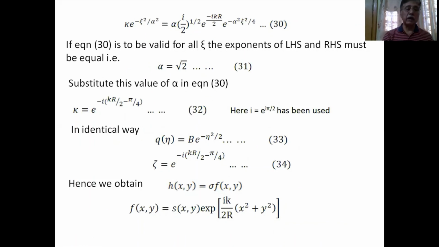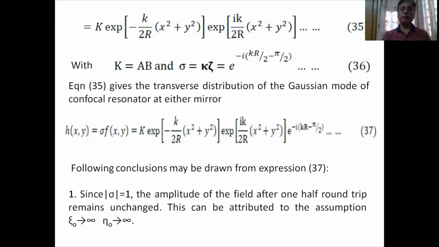We calculated kappa, we calculated tau, we found p as a function of xi, q as a function of eta, and then we reverted back to say that f(x,y) is equal to s(x,y) exponential ik by 2R times x squared plus y squared. Then we found expression number 37 finally, h(x,y), because f(x,y) was a mode, so h(x,y) was equal to sigma f(x,y), where sigma was a complex constant.